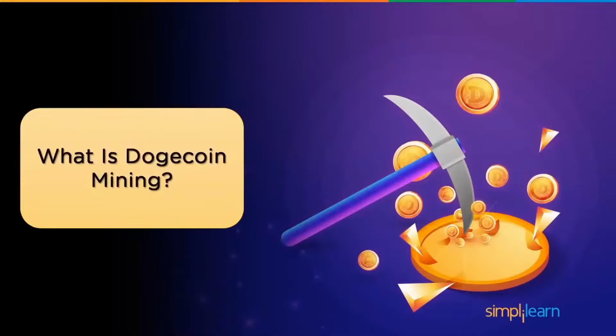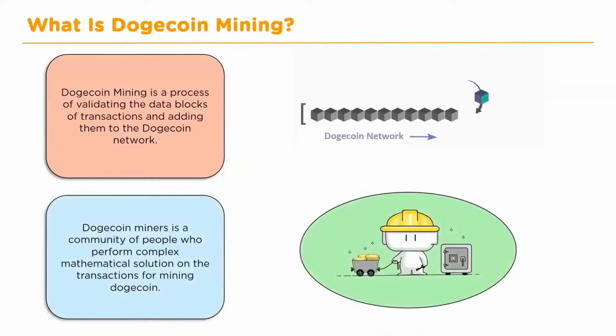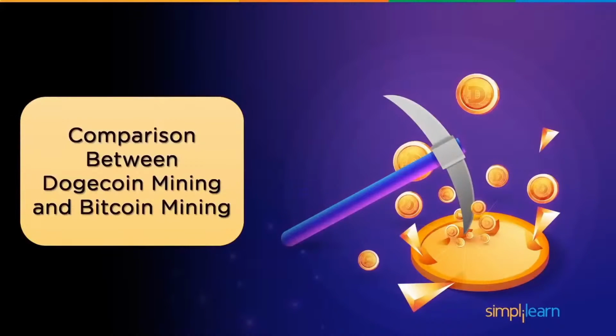So that brings us to what is Dogecoin mining. Dogecoin mining is a process of validating the data blocks of transactions by solving a complex mathematical problem and adding them to the Dogecoin network. Each confirmation of transactions adds a new block to the Dogecoin network. Miners perform this process. Dogecoin miners are a community of people who perform complex mathematical solutions on the transactions for mining Dogecoin. That makes me wonder what the difference is between Dogecoin mining and other cryptocurrency mining processes.